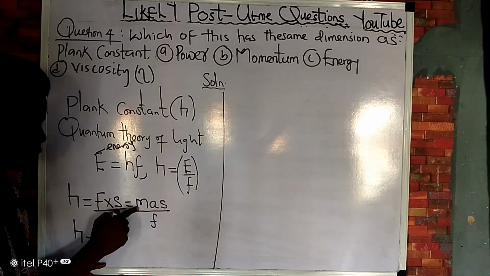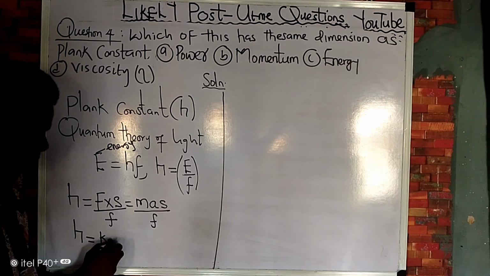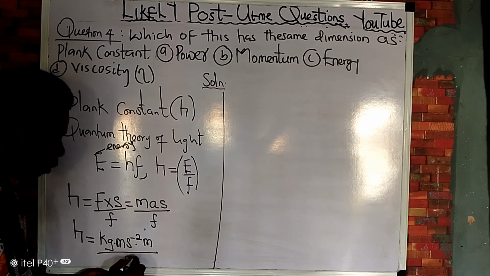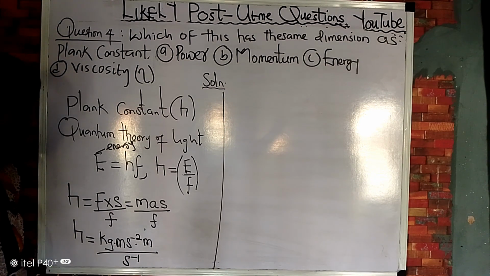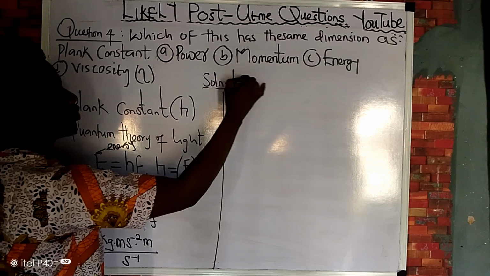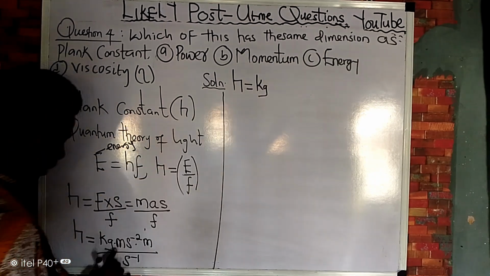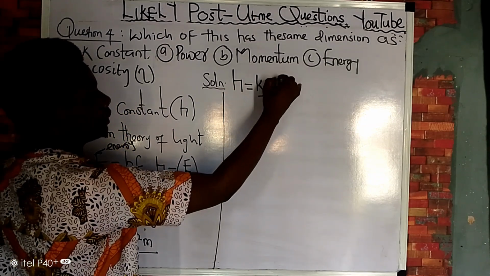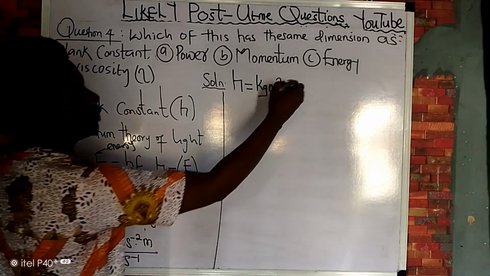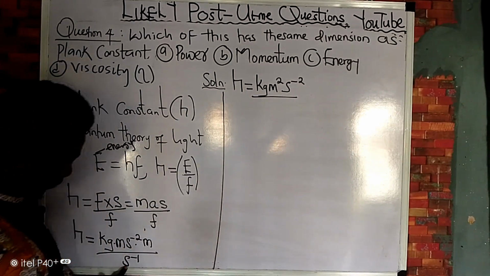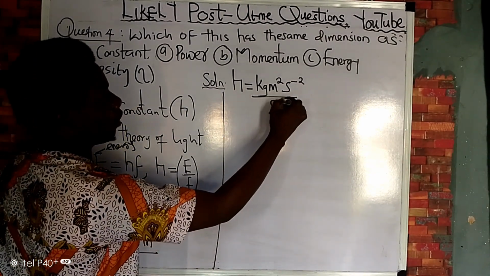Planck constant is equal to mass, which is kilogram, times acceleration, which is meter per second squared, times distance, which is meter, over frequency, which is per second. So let's break it further. We have Planck constant equal to kilogram, meter times meter gives meter squared, then seconds raised to the power of -2 all over seconds raised to the power of -1.